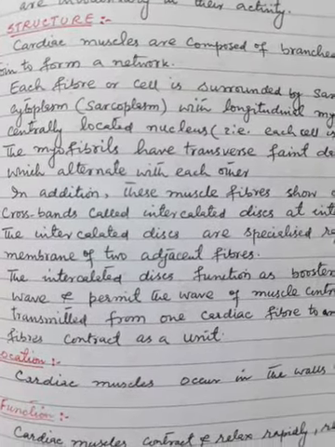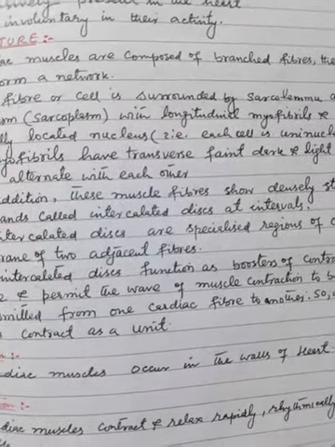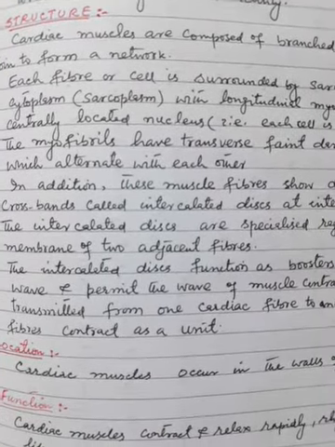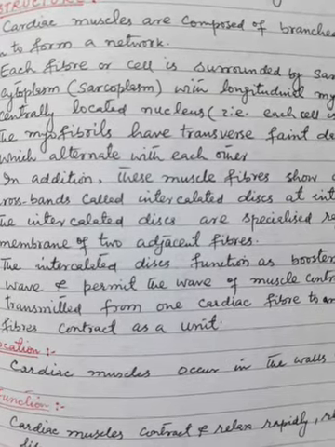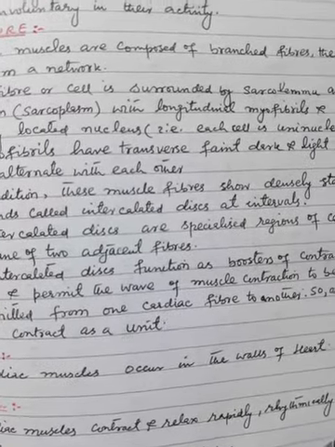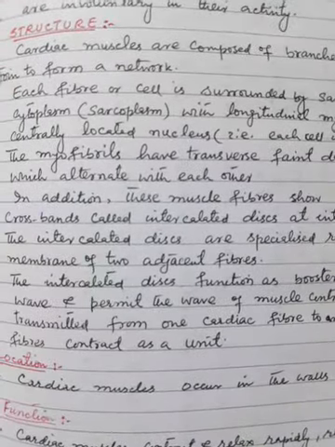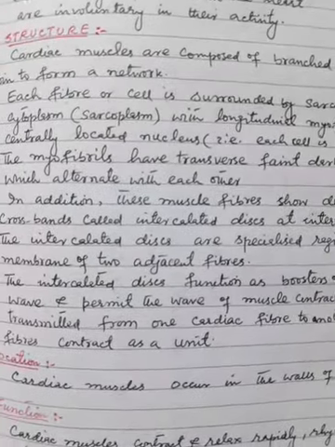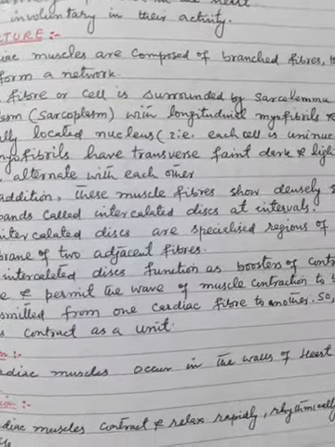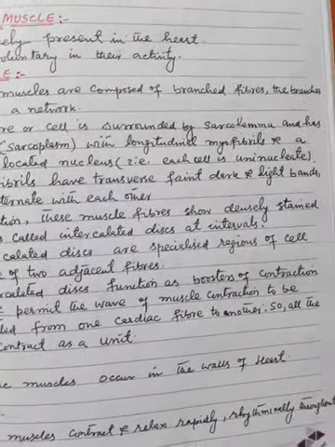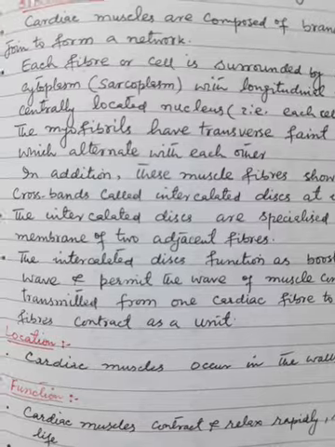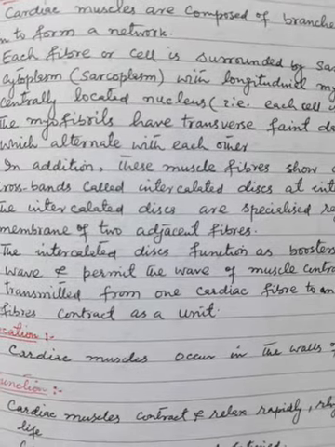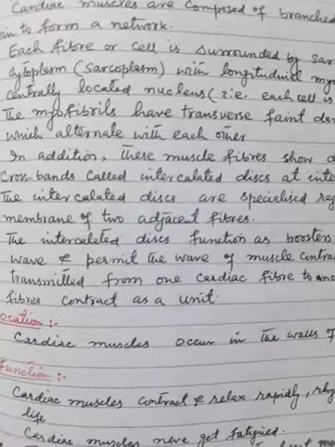The intercalated discs are specialized regions of the cell membrane of two adjacent fibers. The intercalated discs function as boosters of contraction and permit the wave of muscle contraction to be transmitted from one cardiac fiber to another. So, all the fibers contract as a unit. Now, the location of cardiac muscles. Cardiac muscles occur in the walls of the heart.